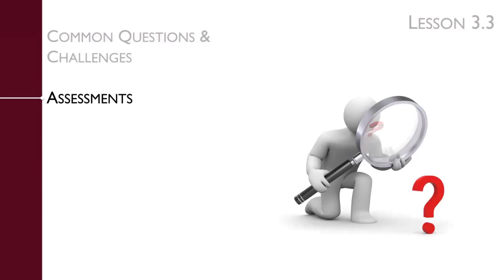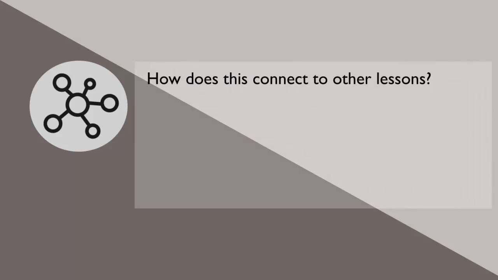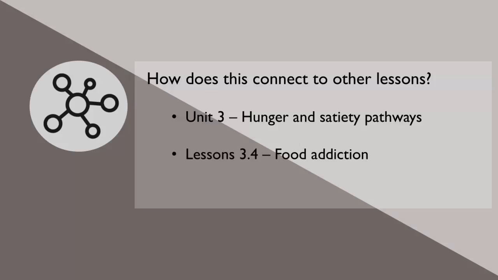At the end of this lesson, students should be able to explain hunger and satiety signals, explain how the hypothalamus regulates hunger, and compare and contrast drug and food addiction. Students should leave this unit being familiar with the hunger and satiety pathways. They will use this information again through the remainder of Unit 3. We will revisit the idea of food addiction in more detail in Lesson 3.4.